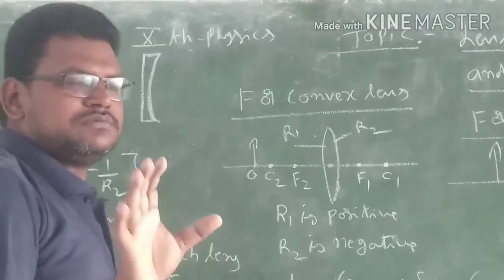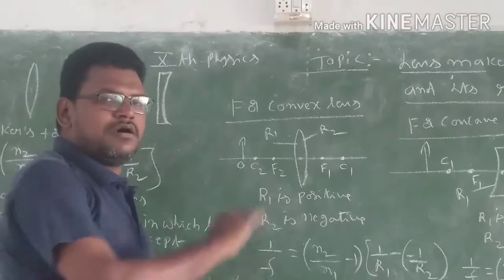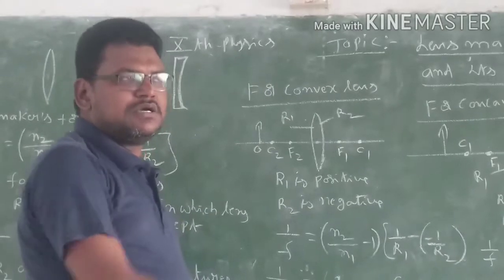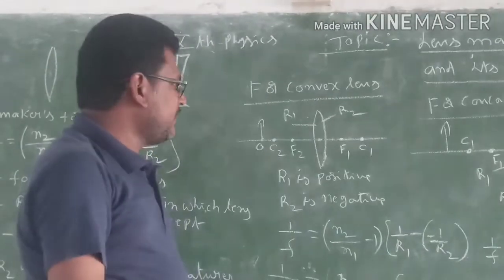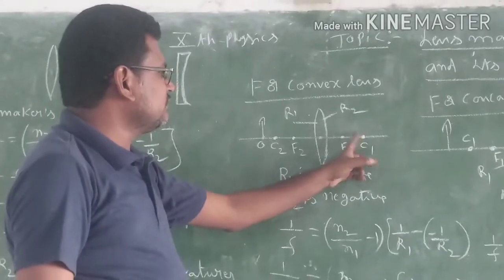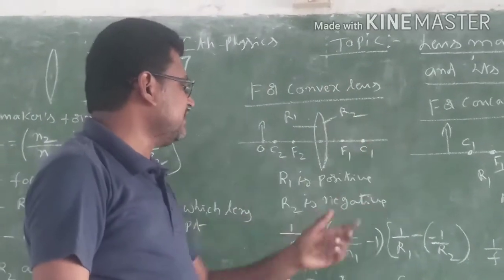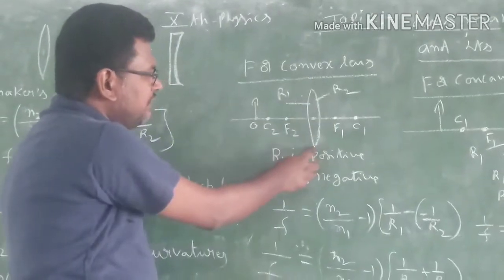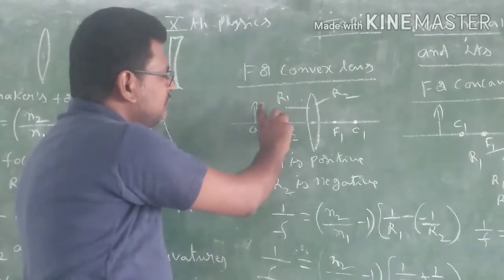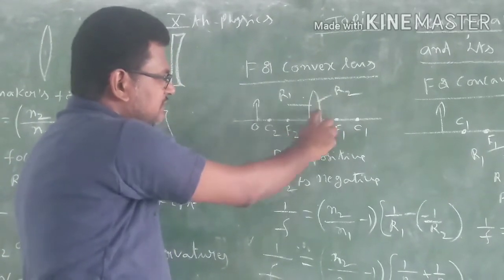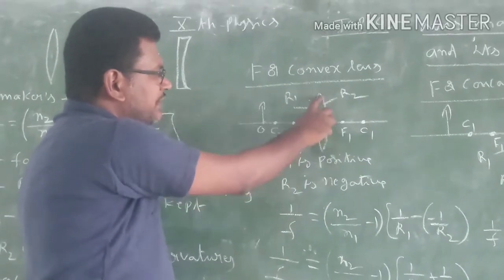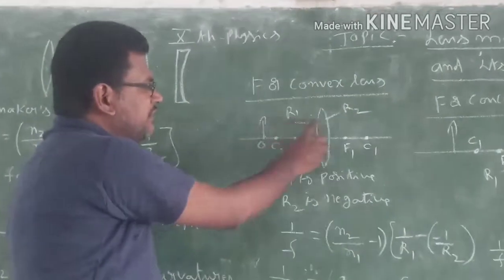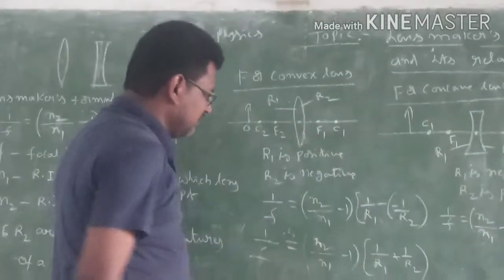Already we know that is the sign convention. All the distances measured in the direction of incident light rays are positive, otherwise negative. So here R1 is measured in the direction of incident light rays, that's why it is positive. Whereas R2, the incident light rays incident from left to right, whereas the direction of measuring the radius of surface 2 is opposite to the direction of incident light rays. That's why R2 is negative.